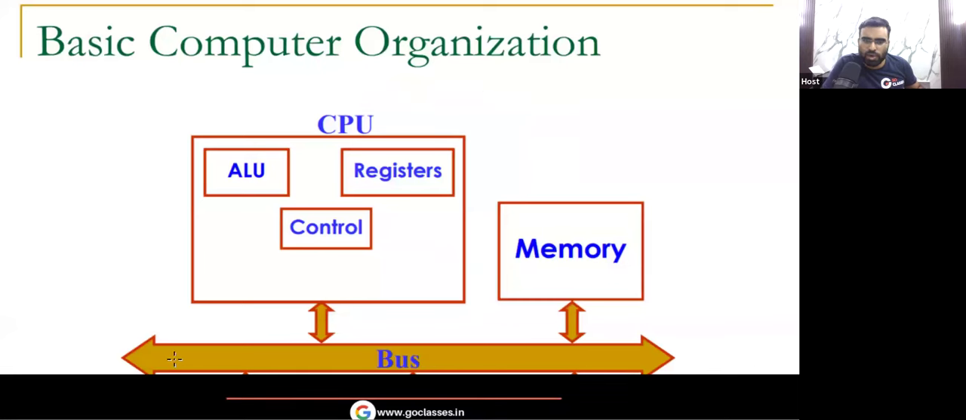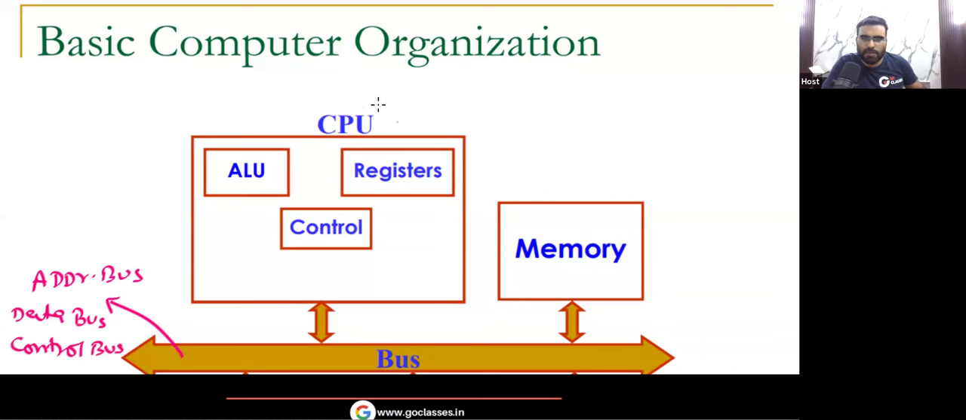In this system bus, we have the control bus, address bus, and data bus. Via this system bus, you can see the CPU and memory are directly connected. Yes or no? And how they interact with each other, that you also know. In this system bus we have address lines, data lines, and control lines.